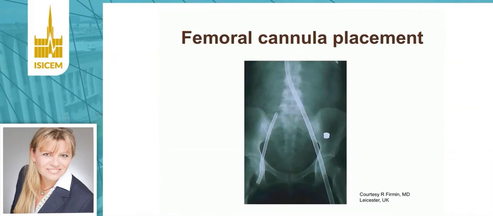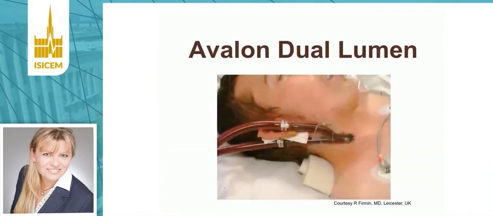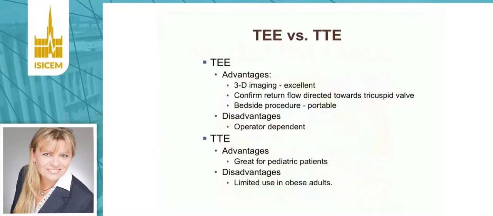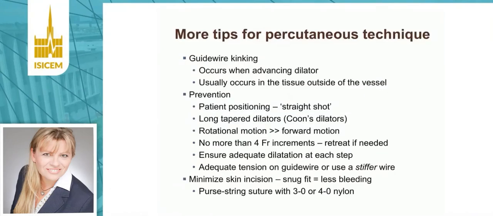And this is how the Avalon dual lumen cannula looks when moved to the patient. About echo, there are some advantages and disadvantages of transthoracic and transesophageal echography, and differences. Some centers use both in parallel. It also helps to identify the liver vessels and not push the cannula into the liver veins.